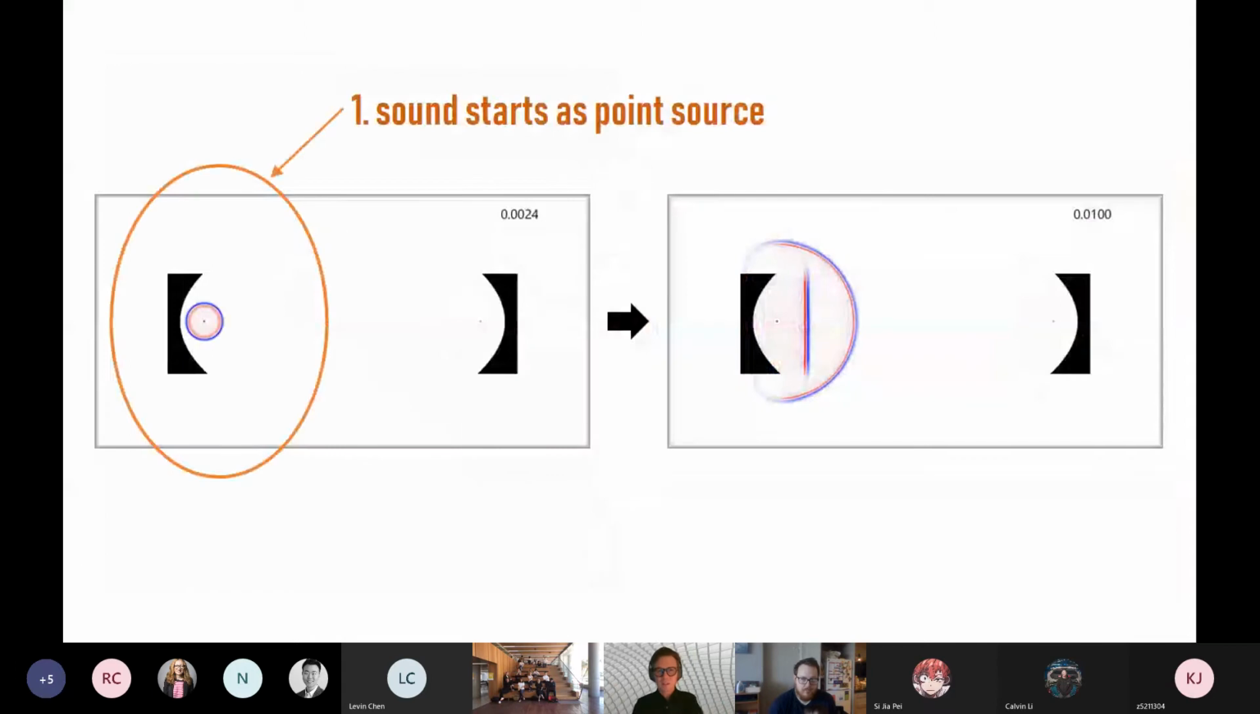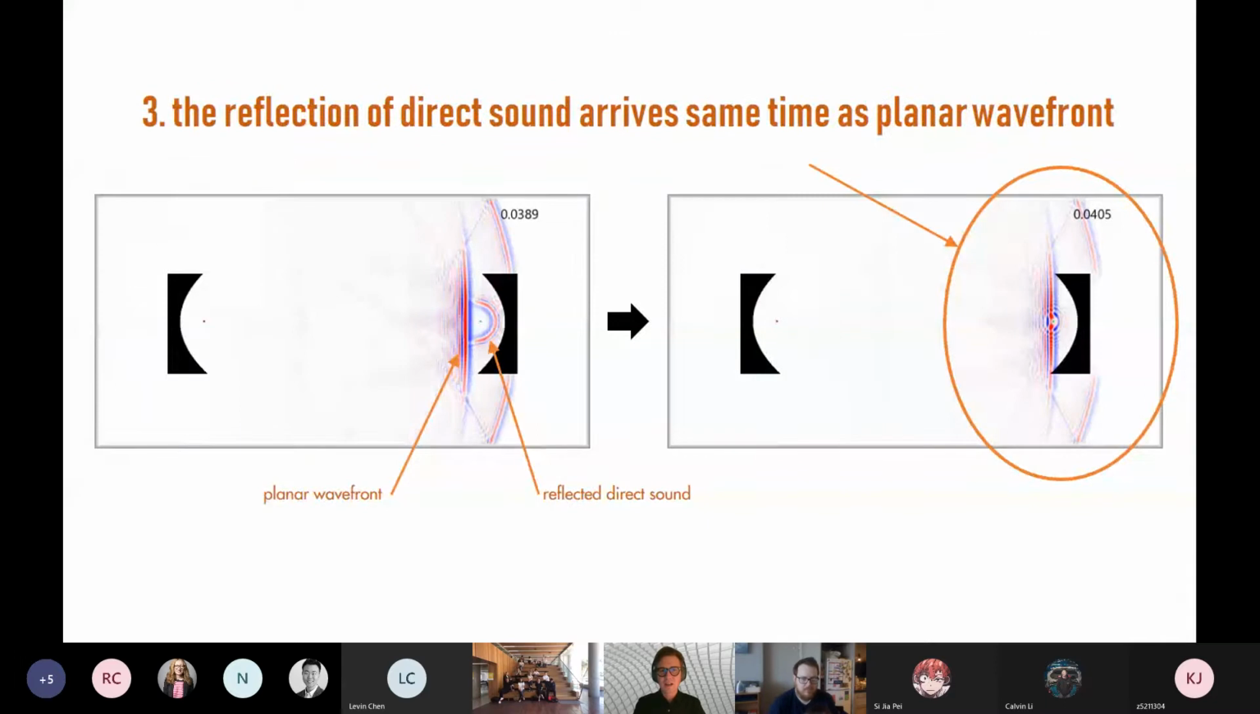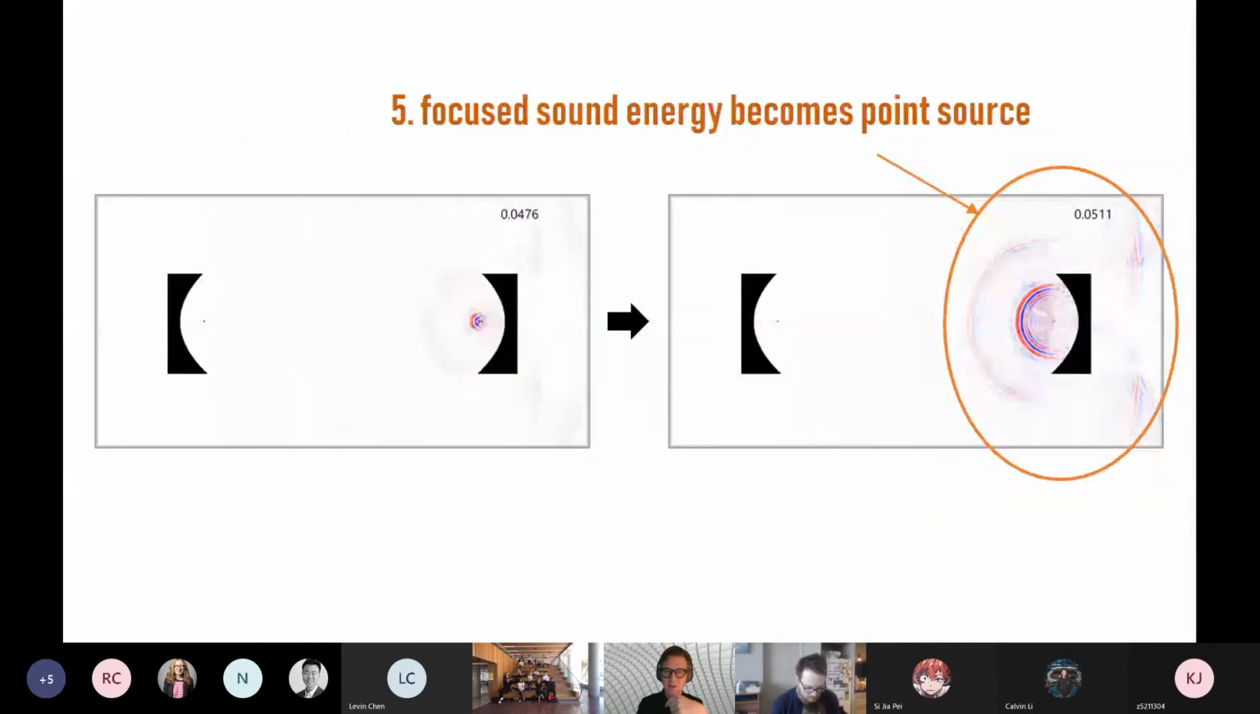So the sound starts here as the point source, and basically becomes this planar wavefront. The direct sound arrives at the same time as that planar wavefront, and then the most significant pressure is the focusing of that planar wavefront at the focus point.